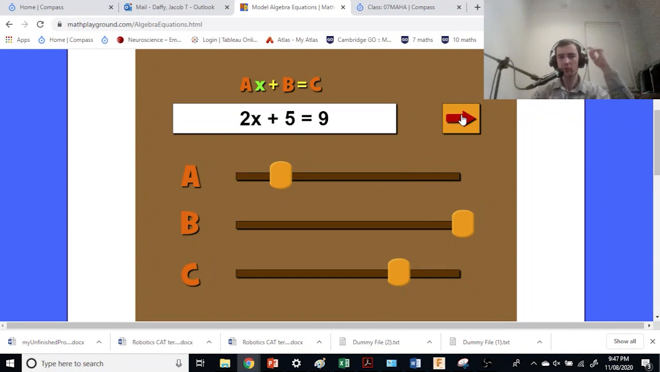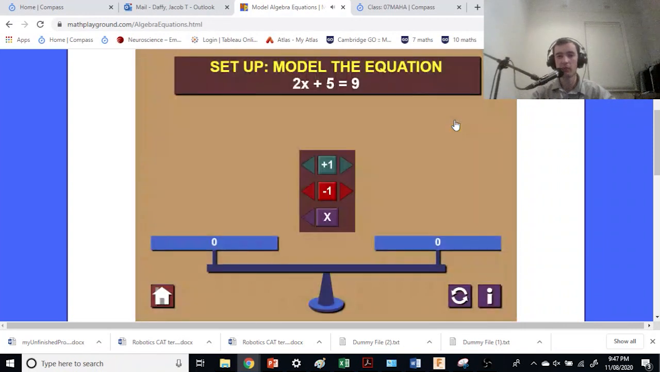Okay. So here's an equation. This is a little bit different to the one that we had before. It's got x instead of b. It's got 5 instead of 30. And it's got 9 instead of 100. So everything's different except for the 2. But let's try and solve this equation. So the first thing we have to do on this app is to actually make it. So here you've got scales.